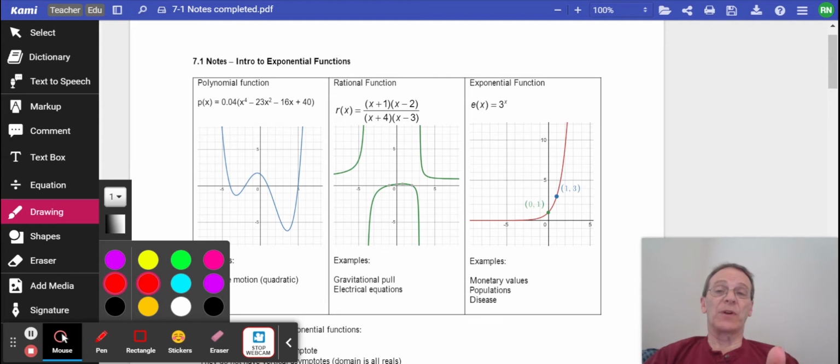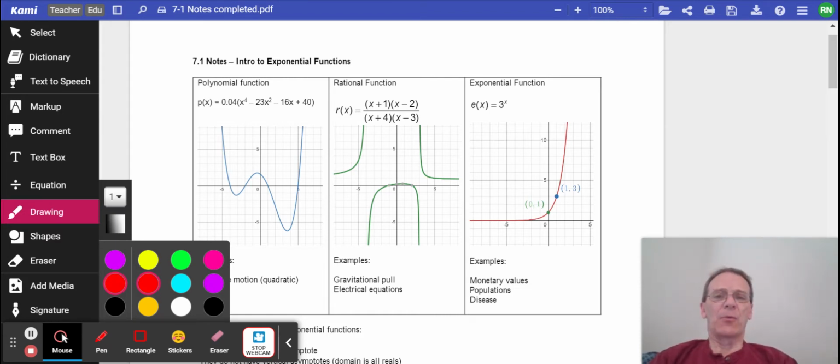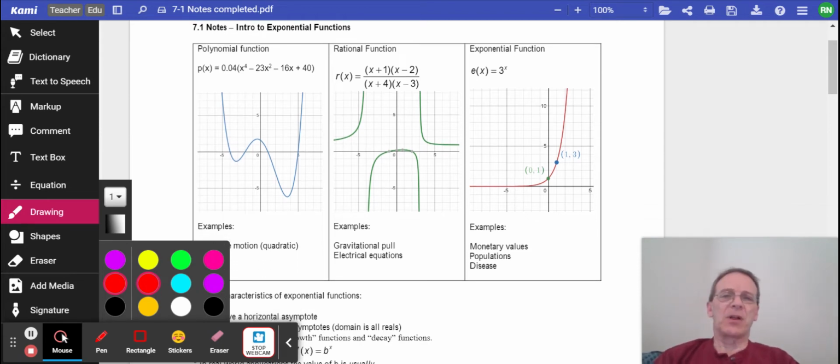We went from polynomial functions to rational functions, which is basically a polynomial function over another polynomial function. Okay. And we saw all kinds of crazy looking rational functions. And then here's an example on the right of an exponential function. Generally a lot simpler looking, both in the algebra and in the graph, than polynomial functions or rational functions. Even though polynomial and rational functions can be fairly simple, they can also get very, very complicated. Exponential functions, not so much.